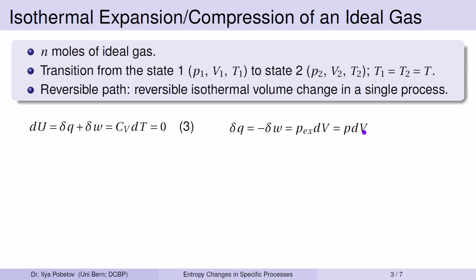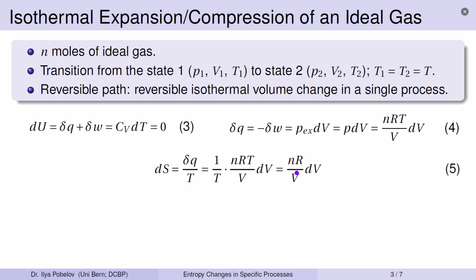Here, the volume of the gas is the variable that describes the progress from the state 1 to the state 2. Using the ideal gas law to express pressure, we obtain the following expression for delta Q, nRT over V times dV. The total differential of entropy is delta Q over T, or 1 over T times nRT over V times dV. This can be simplified to nR over V times dV.